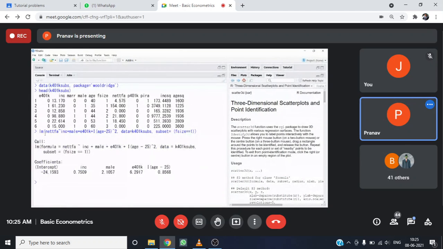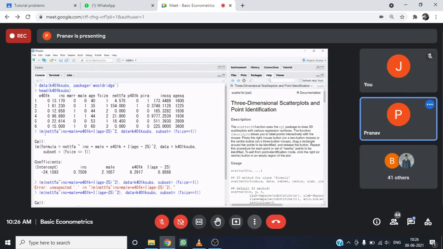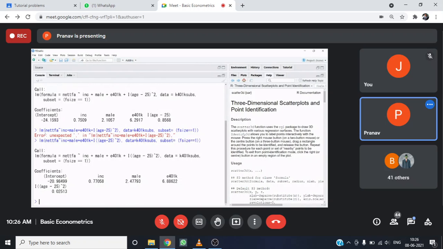Some problem, I guess. It should be close. So have you all got this regression?